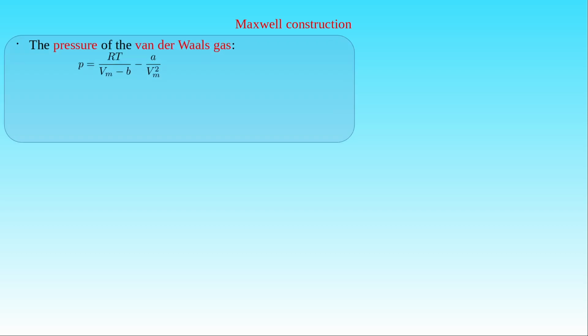There are several different ways to do the Maxwell construction, and we show here a simple method to determine the boundary volumes of the phase transition of the medium based on the equal areas for an isotherm at a given temperature. We saw that the pressure P of a van der Waals gas is given by the gas constant R times its temperature T over the difference between its molar volume Vm and its volume correction constant B, minus its pressure correction constant A over Vm squared.